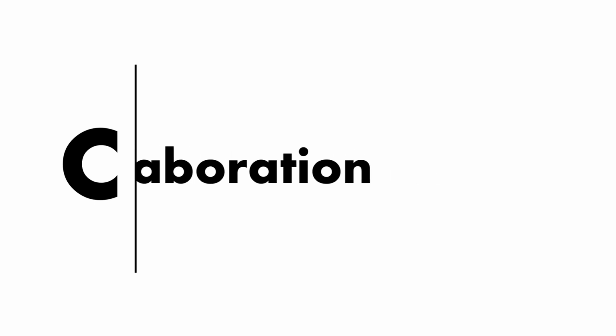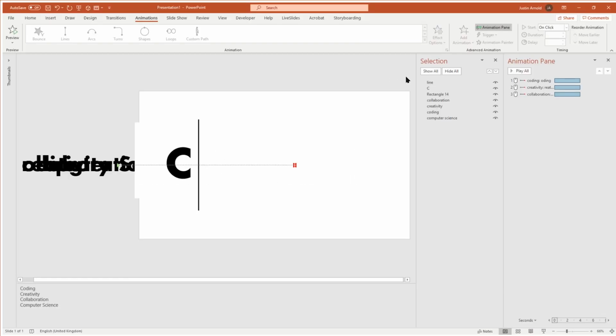Let's press F5 to start our presentation. And then if I click once, there's the first word, bounces back, click a second time, and there's the second word, bounces back, and then I click a third time, and there's the third word, and bounces back. So, looking good so far.